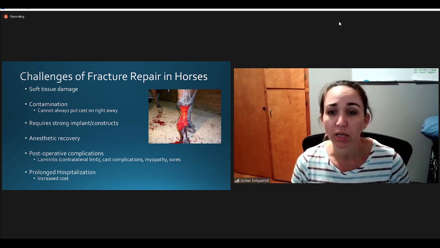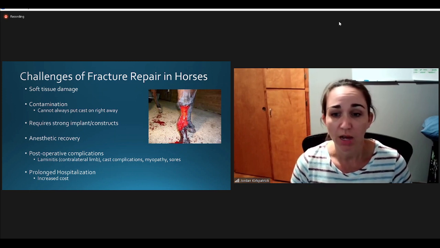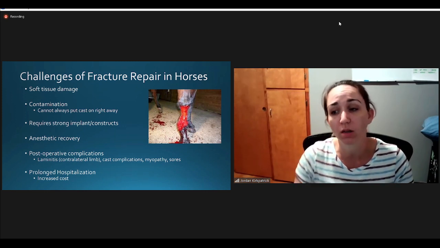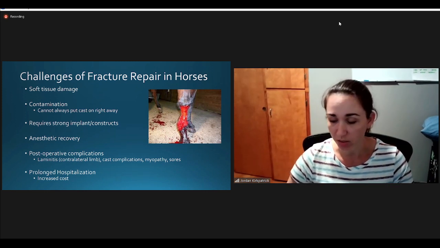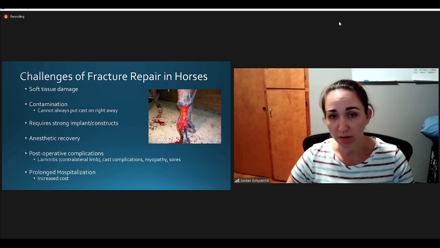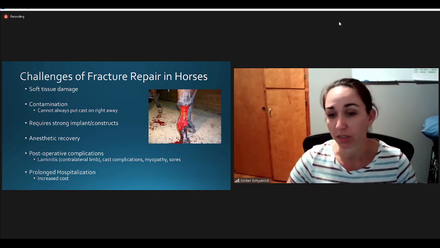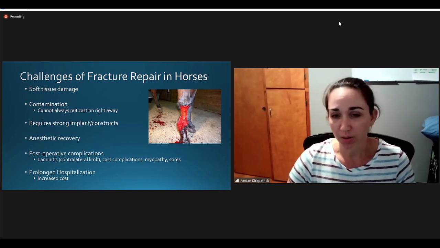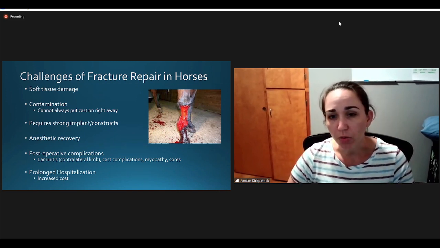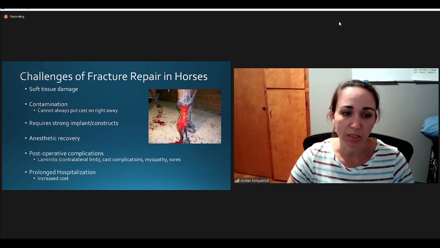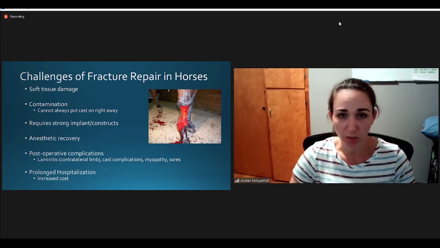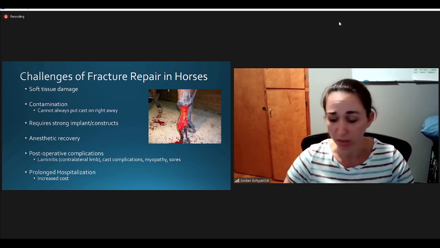There's also cast complications such as cast sores. They can have myopathies and just sores in other areas as well. And then there's also generally a prolonged hospitalization, which increases the cost, because that is something we always have to think about as veterinarians. At least here, I don't know how it is in your country, but there are some pet insurance companies, but it doesn't work the same way as with the human healthcare system. So everyone has to pay up front for their animals' care, and some people just don't have the financial resources to pay for it.